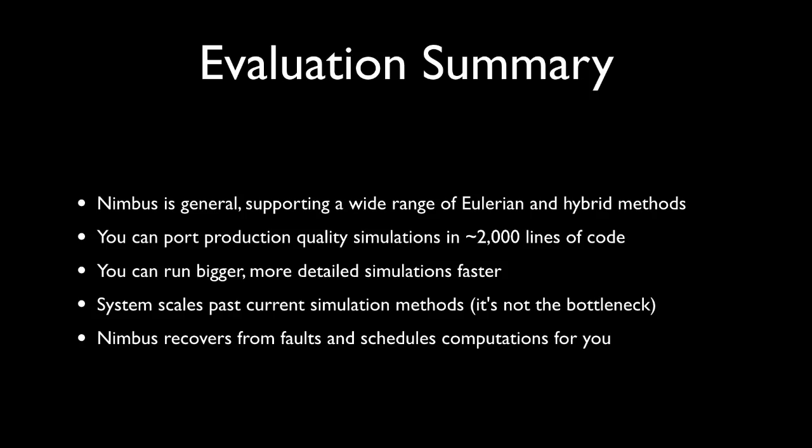So that's a high-level view of how Nimbus works. Let's look at how well it works. Just to summarize, Nimbus is general, so it can support a wide range of Eulerian hybrid methods. You can port your production quality code, something like a FizzBAM simulation, in about 2,000 lines of code. This allows you to run bigger, more detailed simulations faster. It can, in fact, scale past current simulation methods. I'll show that in a moment. So Nimbus is not the bottleneck, the simulation methods are. And furthermore, it can recover from faults and can reschedule computations for you.